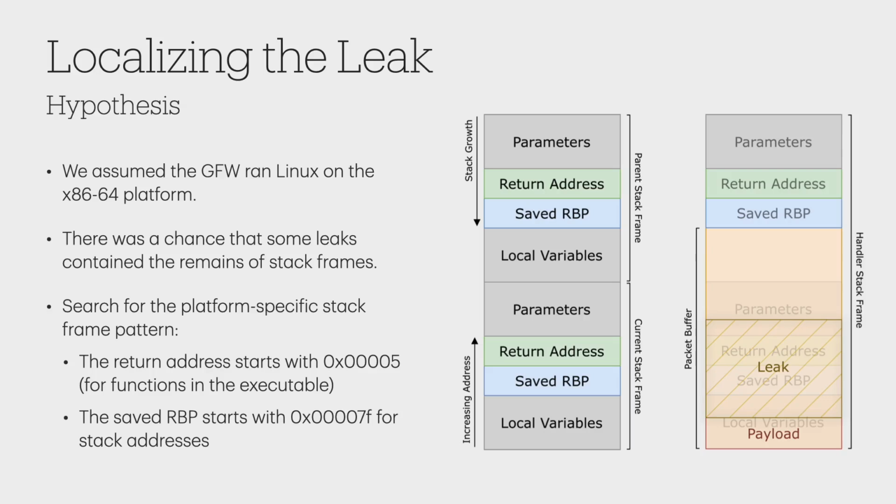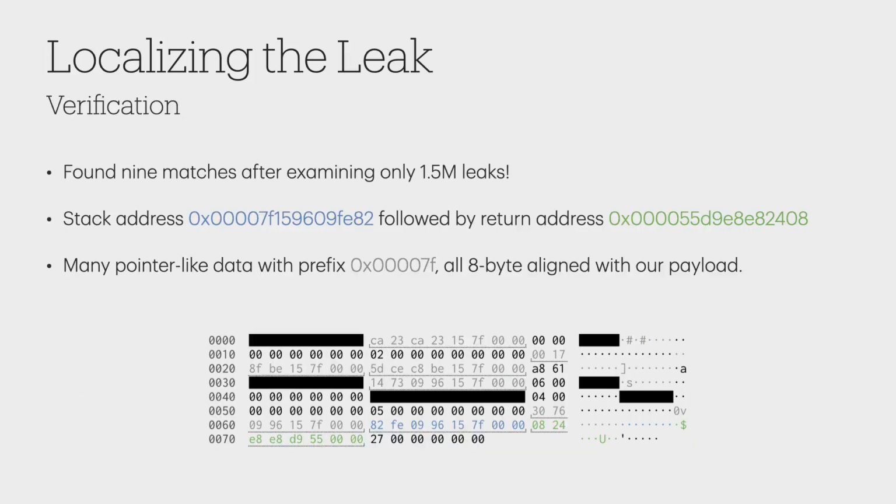To verify this assumption, we further assumed the Great Firewall ran Linux on the x86-64 platforms. And if the leaks were from the stack, there was a chance that the parent function just called another function, and the remaining stack frame was leaked to us. In local experiments, we found the return addresses and stack addresses have special patterns. So, we searched for this platform-specific stack frame pattern. The result was positive. After examining only 1.5 million leaks, we already found 9 matches.